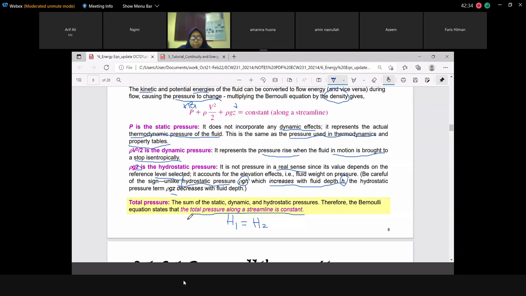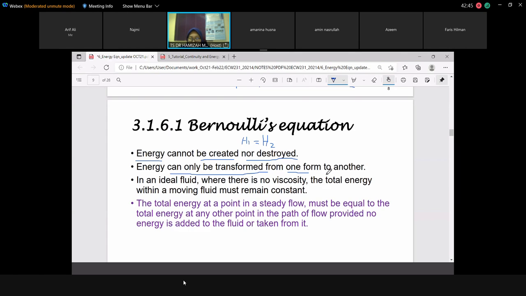The energy can only be transformed from one form to another form, which is kinetic energy ni je, tak boleh tukar lah kepada light ke tak adalah. So we have potential energy and also pressure energy. Okay. So Bernoulli equation also states that it is an ideal fluid. Apa maksud ideal fluid? It means that there is no viscosity. Kita abaikan dia punya viscosity sebab dia ideal. And the total energy within a moving fluid must remain constant.